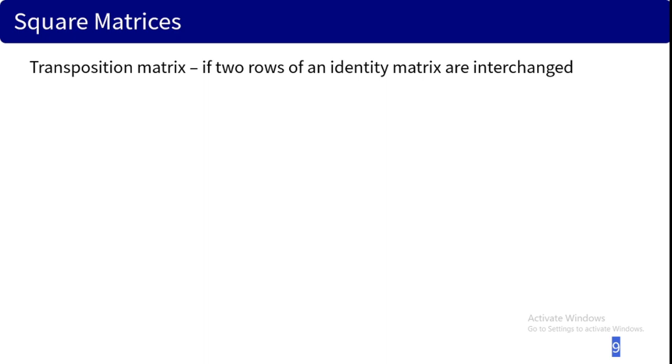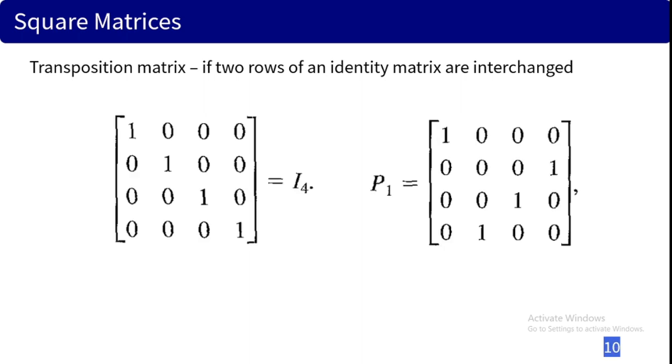If two rows of an identity matrix are interchanged, it is referred to as a transposition matrix. A transposition matrix can also be obtained by interchanging two columns, not only rows. Consider the identity matrix below. Here we see the identity matrix represented by I sub 4, and thus the transposition matrix P sub 1 is obtained by interchanging the second and fourth rows. You can see in the transposition matrix P sub 1 that this matrix is also obtained by interchanging columns 2 and 4.